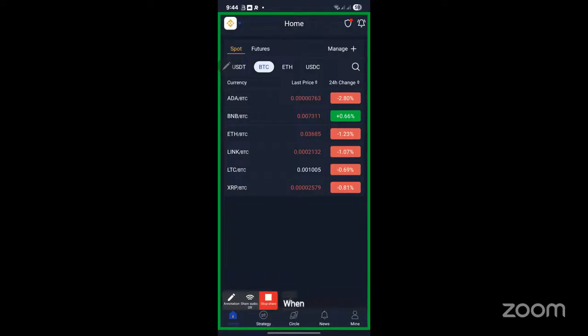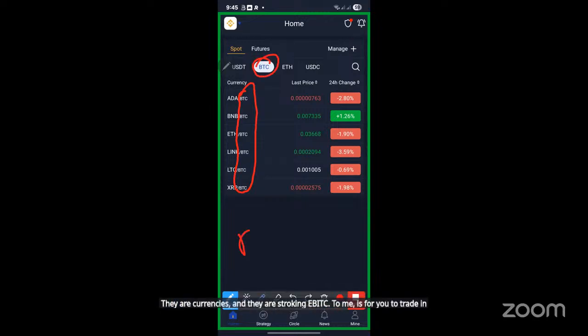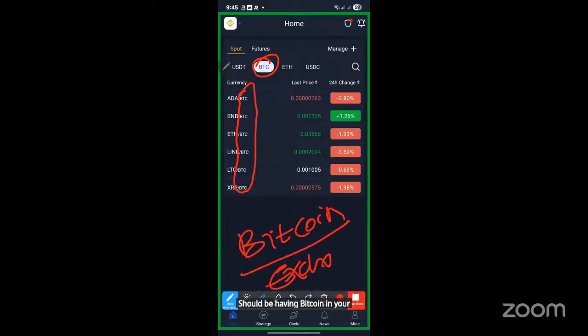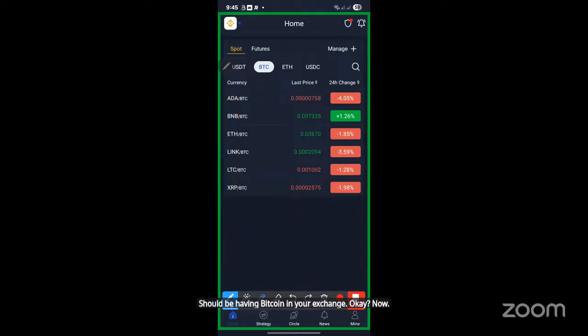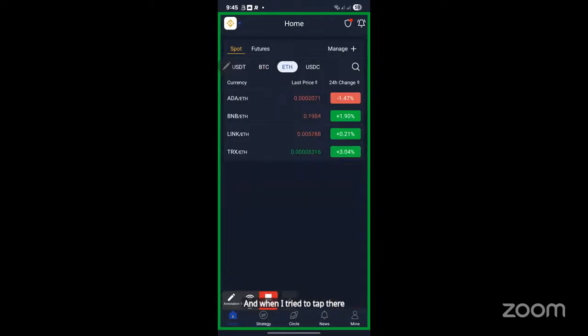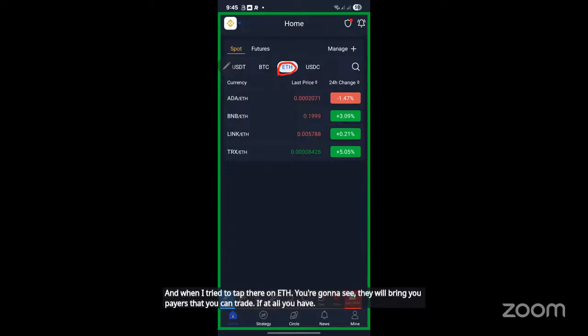BTC. When you tap on BTC, all the coins on my screen are trading in BTC. It means for you to trade in this BTC market, you should be having Bitcoin in your exchange account. The same applies if you are to trade in Ethereum. When I tap on ETH, you can see they bring you pairs that you can trade if you have Ethereum in your account.